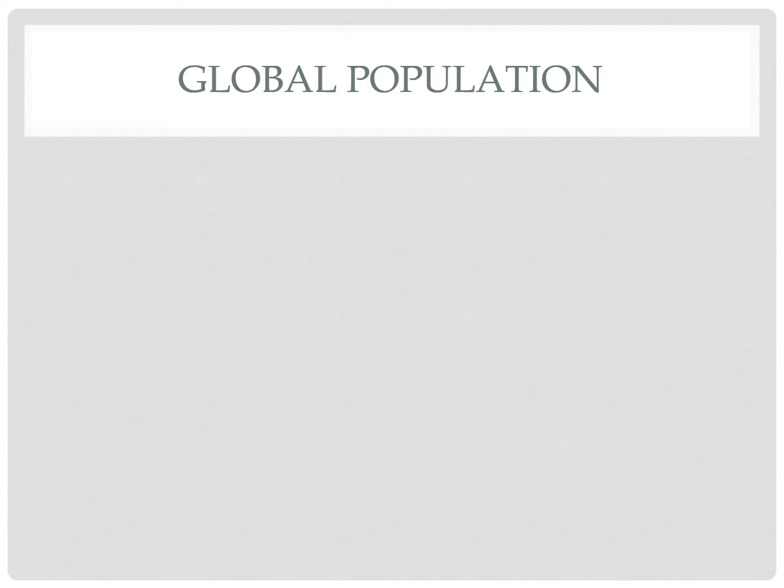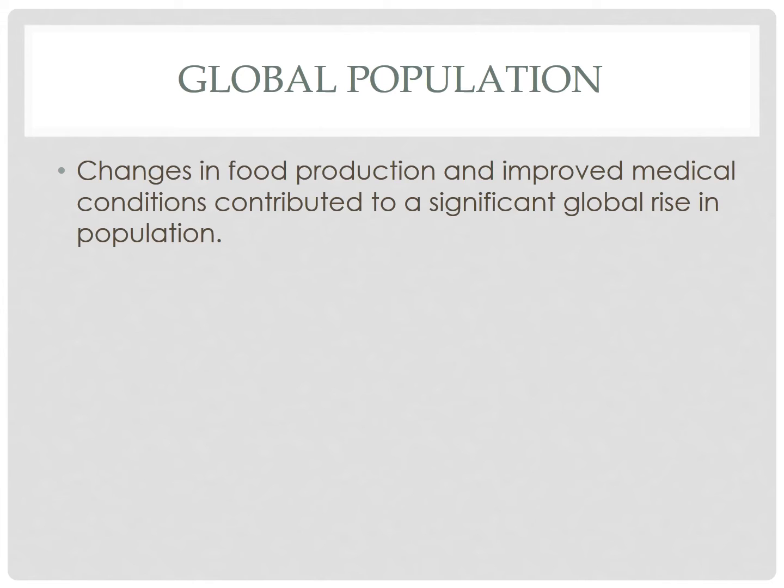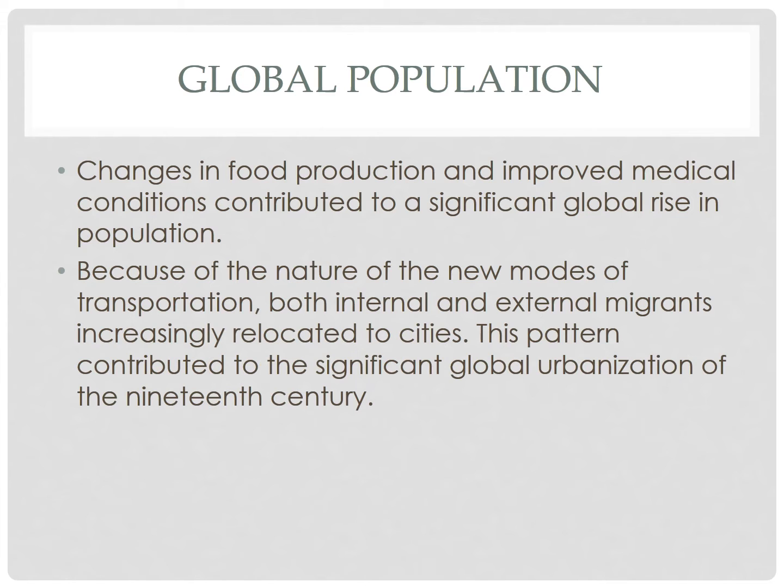All right, now global population. You got changes in food production and improved medical conditions, and those both combined contributed to a significant global rise in populations. Because of the nature of the new modes of transportation, you also have internal and external migrants increasingly relocating to cities. And this pattern contributed to the significant global urbanization of the 19th century.